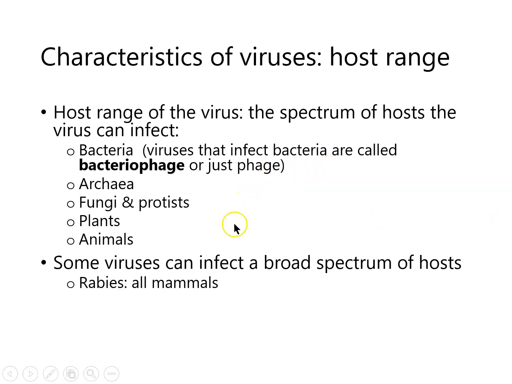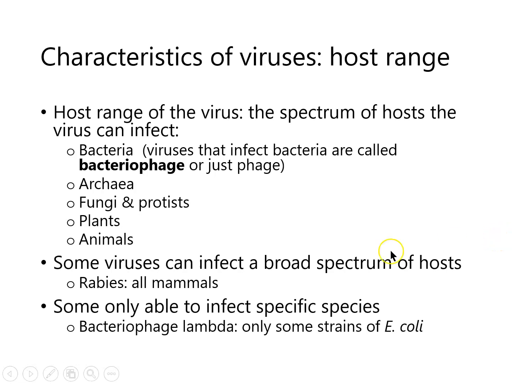So some viruses infect a broad spectrum, like the rabies virus infects all mammals. Some influenza viruses can infect pigs and different bird species, humans, and others are much more specific. So some bacteriophage lambda only infects certain strains of Escherichia coli. So I'm just saying some viruses are incredibly specific, like one strain within a species, and others are very broad. And that's their host range.